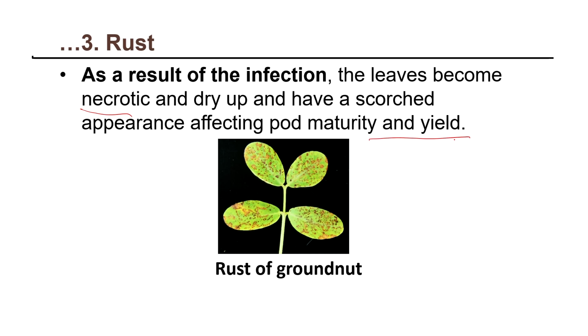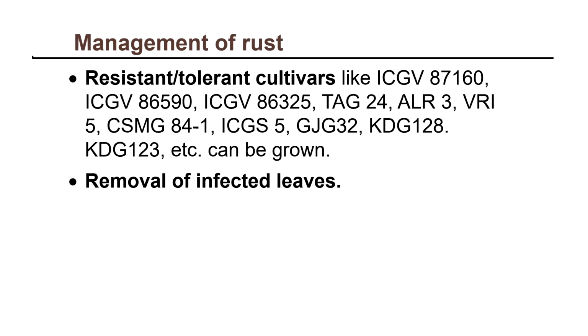So, you can see the symptoms here, very small tiny spots or pustules of reddish brown color on the leaves. So, these are typical symptoms of the rust on groundnut crop. So, what can be done for management of rust?